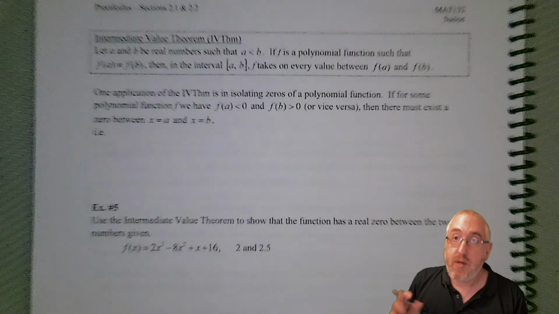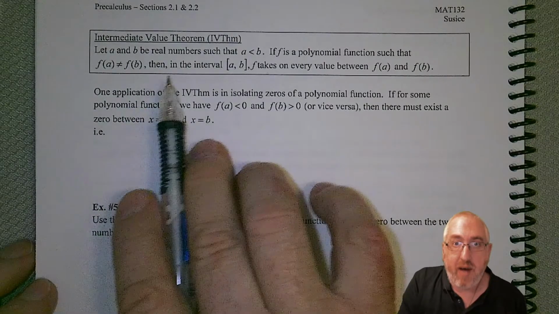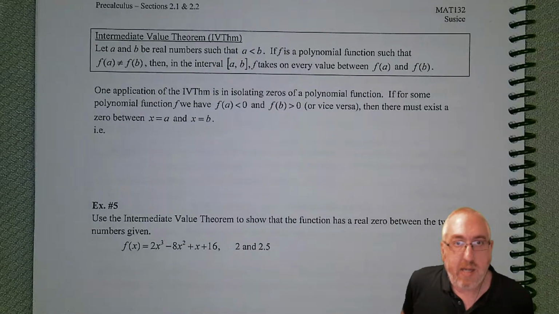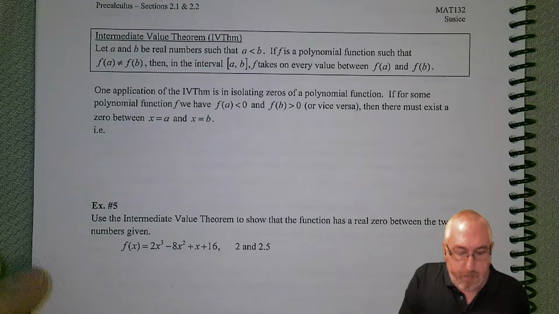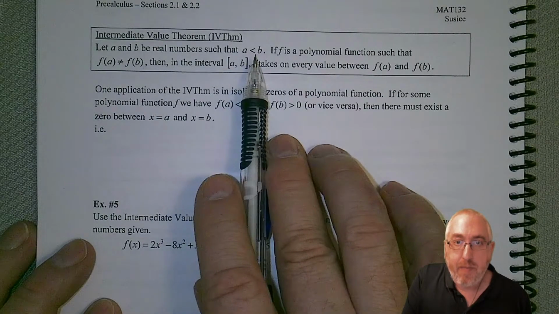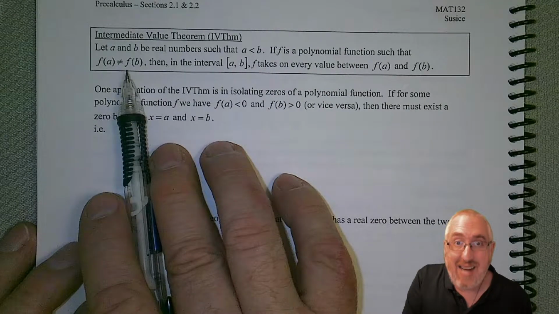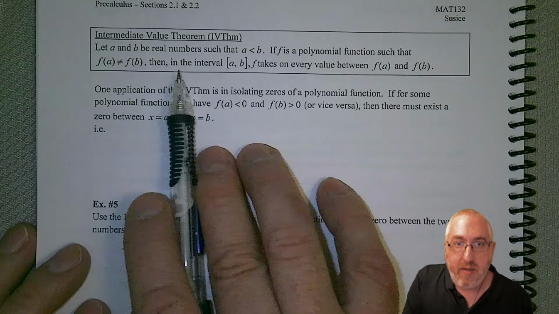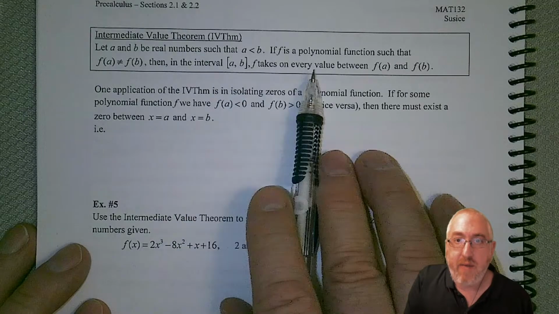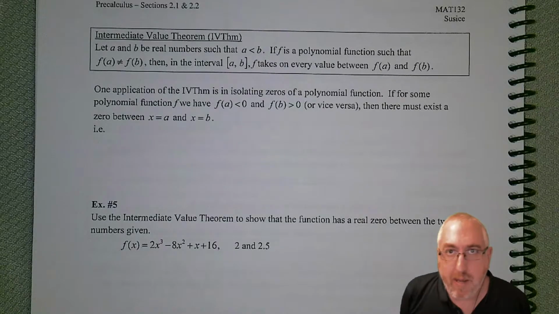Okay, so this last application we're going to look at in section 2.2 deals with the intermediate value theorem, which we can abbreviate IVTHM. Nice, easy way. So what does it say? Let A and B be real numbers such that A is less than B. If f is a polynomial function such that f of A is not equal to f of B, then in the closed interval from A to B, f takes on every value between f of A and f of B. What in God's green earth does that mean?